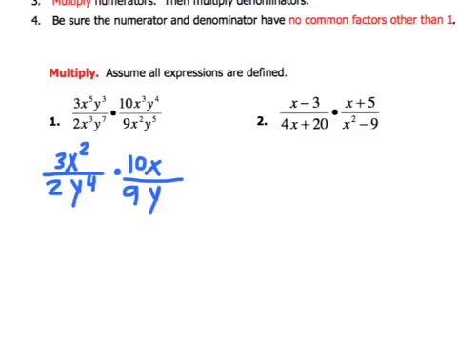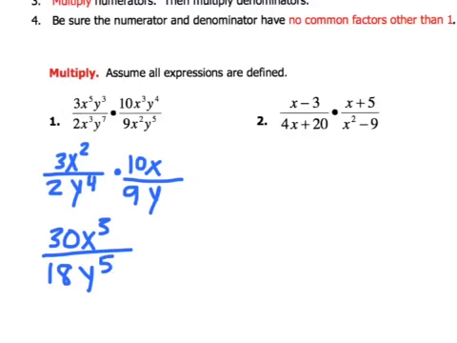So you need to multiply straight across the top. So we are going to multiply our numerators times one another, and then we will multiply our denominators times one another. So for our numerators, when you multiply like bases, you have to add the exponents. So 3 times 10 gives you a 30, and x squared times x gives you an x to the 3rd. For your denominators, 2 times 9 gives us 18, and y to the 4th times y to the 1st gives you y to the 5th.